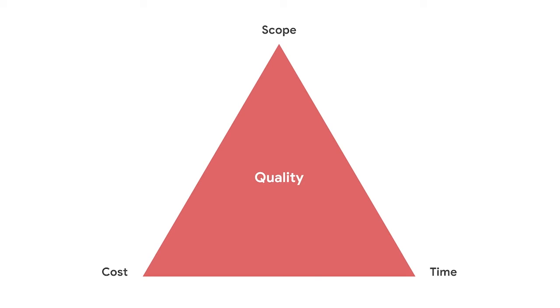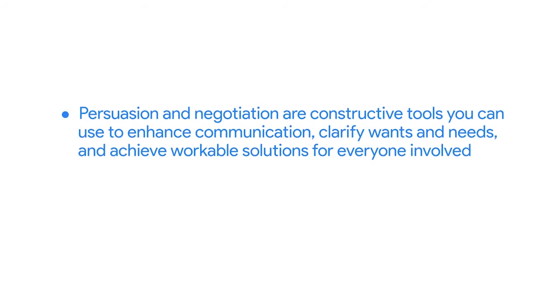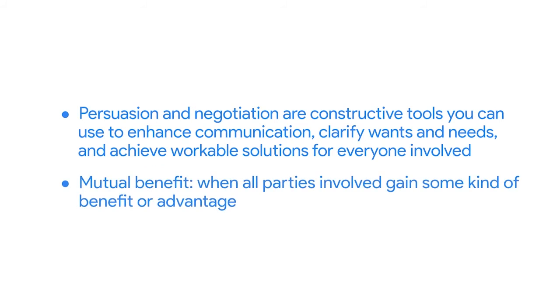Okay, let's review. Persuasion and negotiation are constructive tools you can use to enhance communication, clarify wants and needs, and achieve workable solutions for everyone involved. The goal is to reach a mutual benefit, which is when all parties involved gain some kind of benefit or advantage. That's it for now. Coming up, you'll prepare for negotiations about the project scope. To do this, you'll identify the mutual benefits and evaluate the impact of compromising on scope.